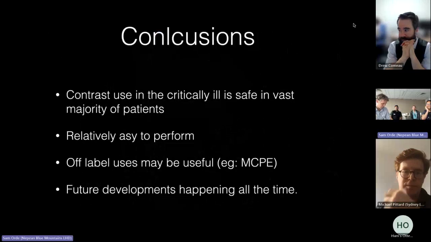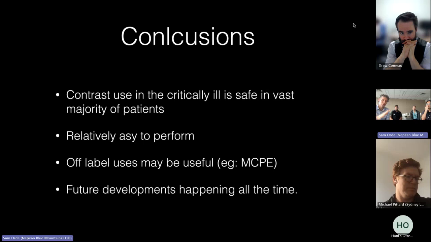So I guess in conclusion, contrast use is safe in the critically ill in the vast majority. You do need to be able to monitor them. You do need to be prepared for anaphylactoid type reactions. If you do see anything, stop giving the medication. Symptoms seem to settle down in a matter of minutes. It's really easy to perform if you haven't done it.